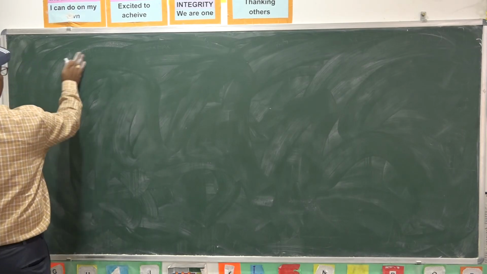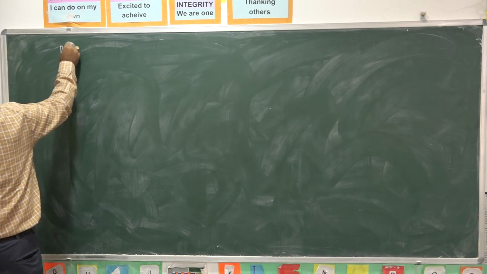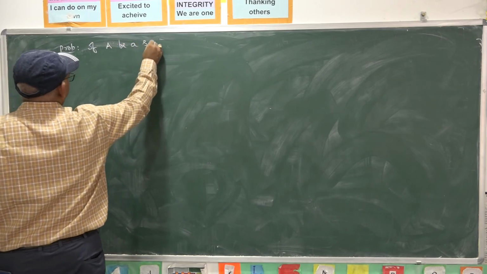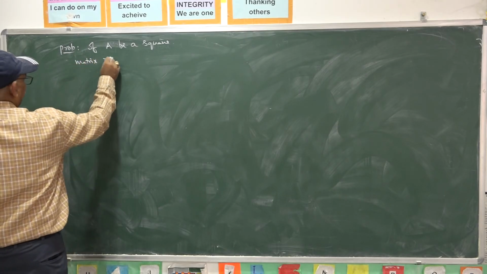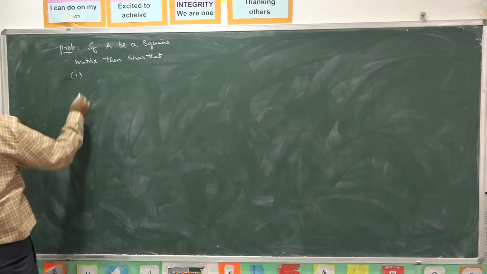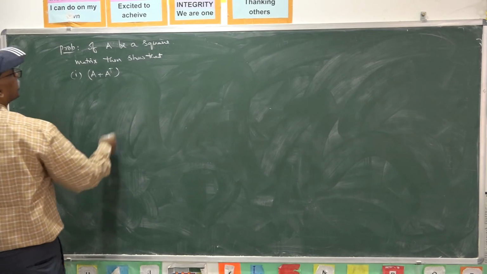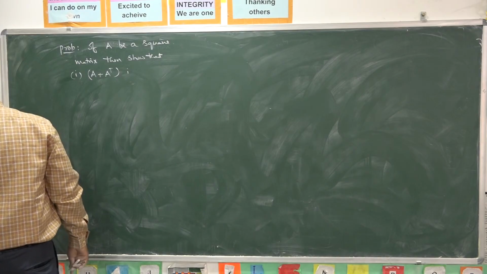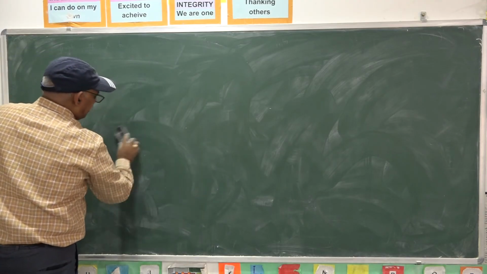Now, based on transpose of the matrix, some problems. If A is a square matrix, then show that, first one, A plus A transpose is... Do one thing. I will give certain definitions and then we will go for problems.